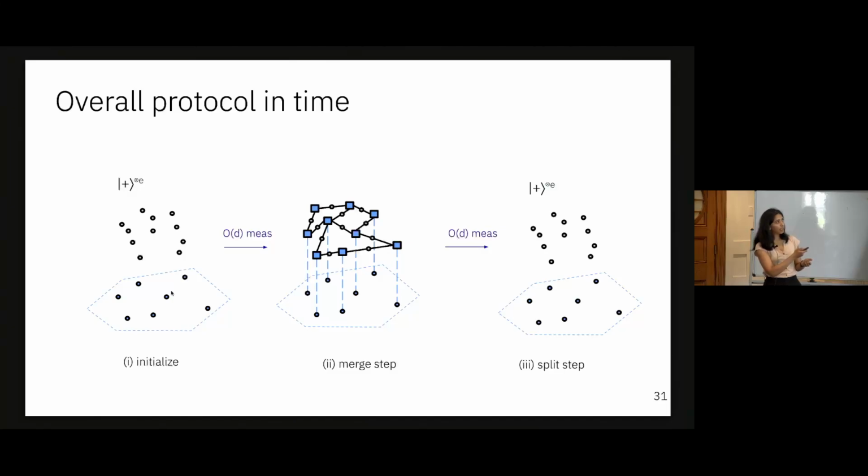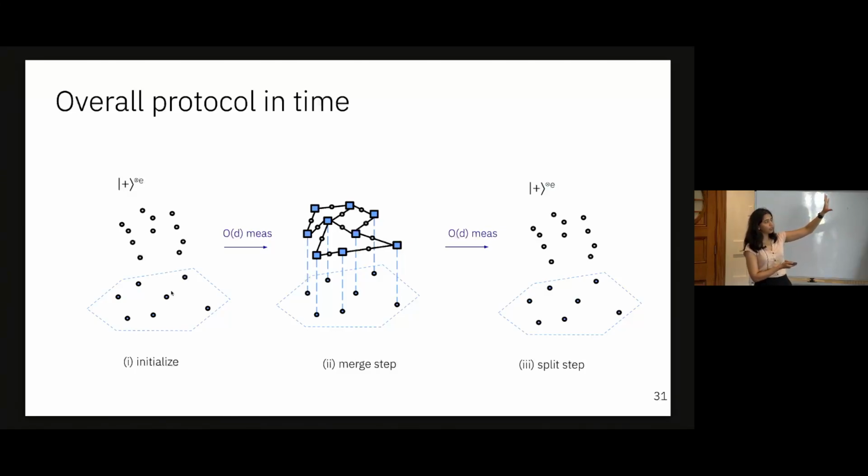And I guess that now we have a graph. We definitely have vertices and edges. So I guess I'll describe what the protocol is in space-time. You begin with just the code and a bunch of extra qubits that are initialized in some sort of product state.